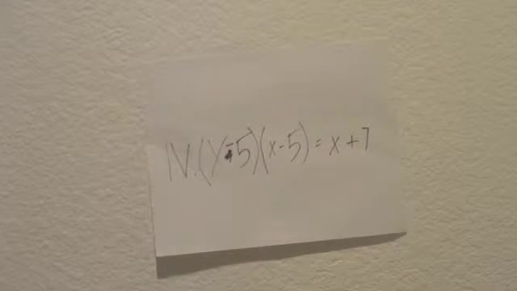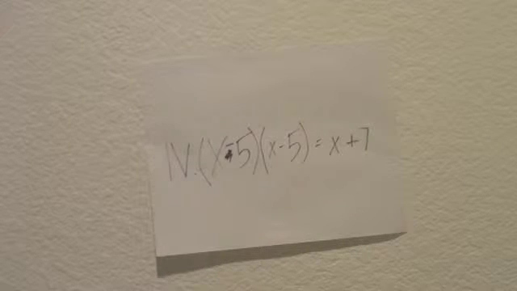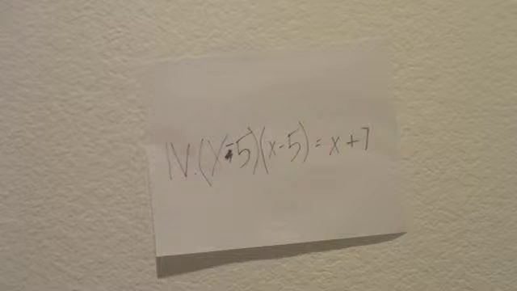You then FOIL this problem, getting x times x, which equals x squared. You continue with the FOIL method by multiplying x times negative 5, giving you a negative 5x. The FOIL method continues when you multiply negative 5 by x, equaling out to another negative 5x. And then you do your final step in the FOIL method, which is negative 5 multiplied by negative 5, which equals positive 25.